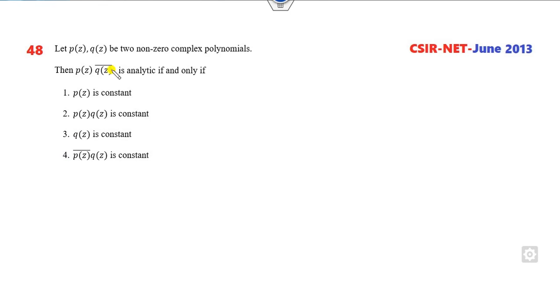Next one: p and q are two non-zero complex numbers, and the result is, if and only if, and so on. So you have to provide counterexamples. What are the two simplest p and q so that an option will be cancelled out? If I simply take both as 1, it is a complex valued function. What is my p of z? This is my 1.